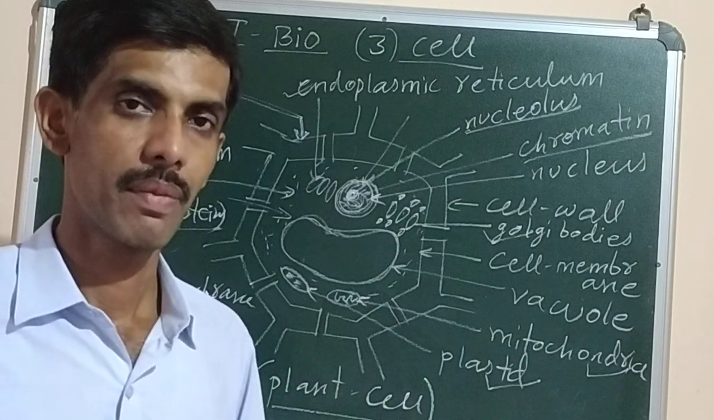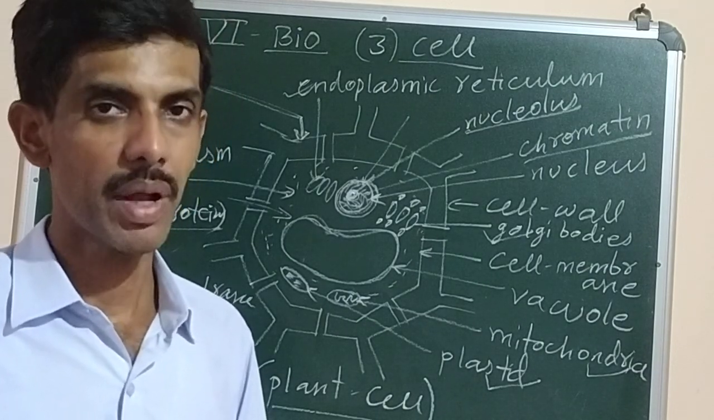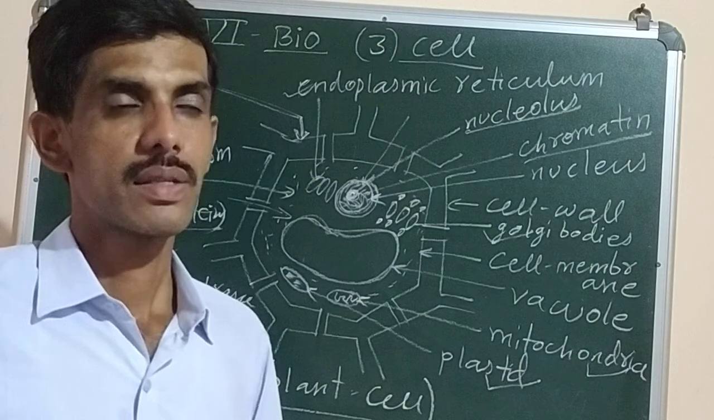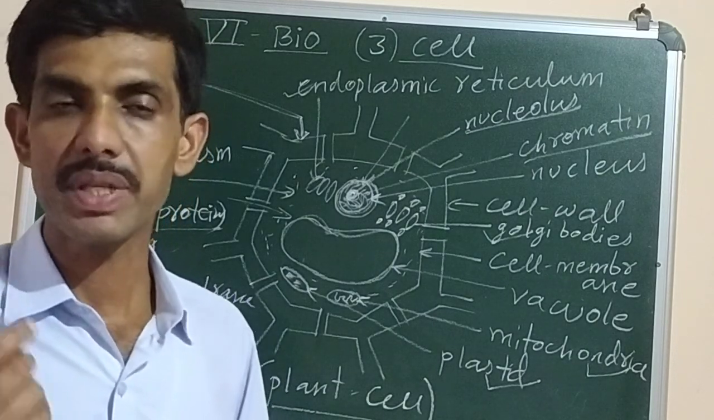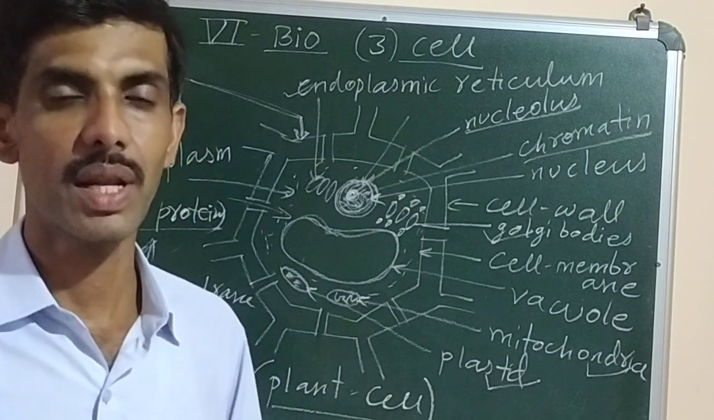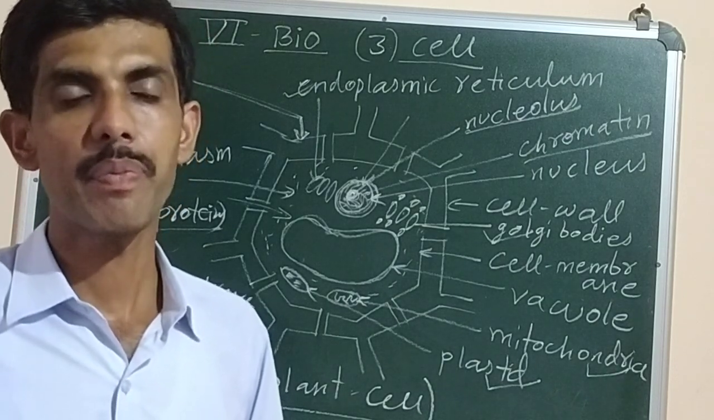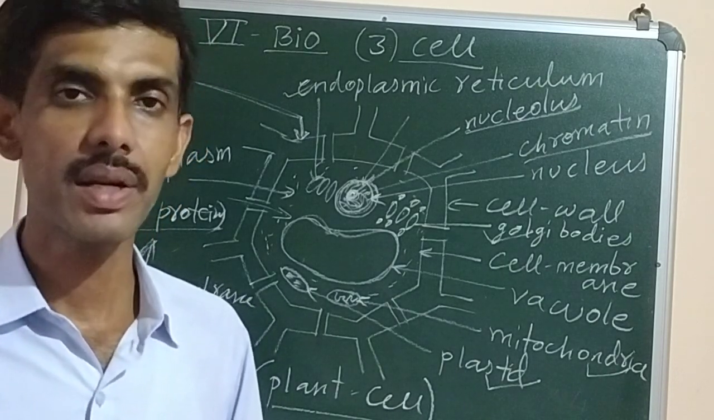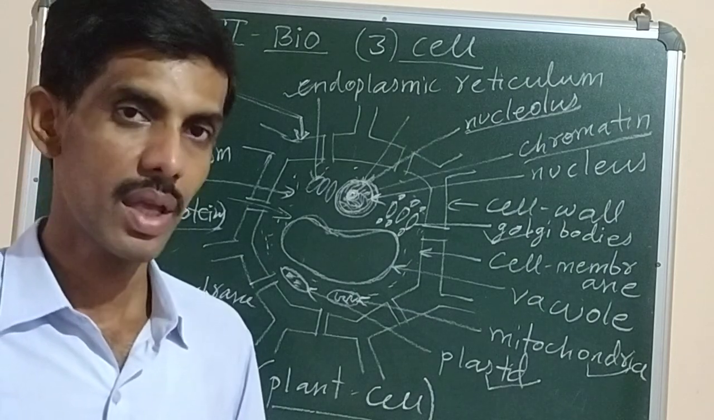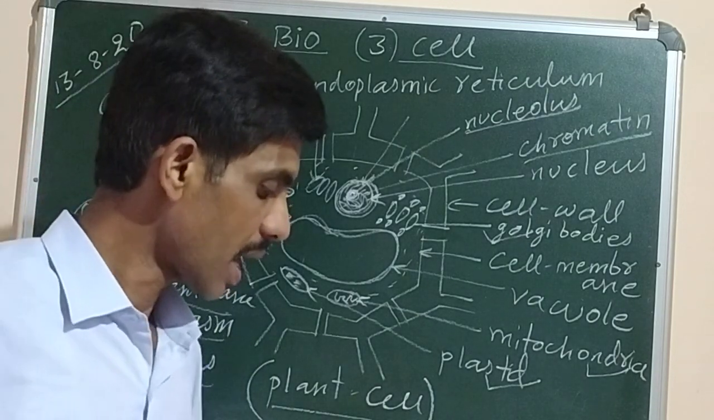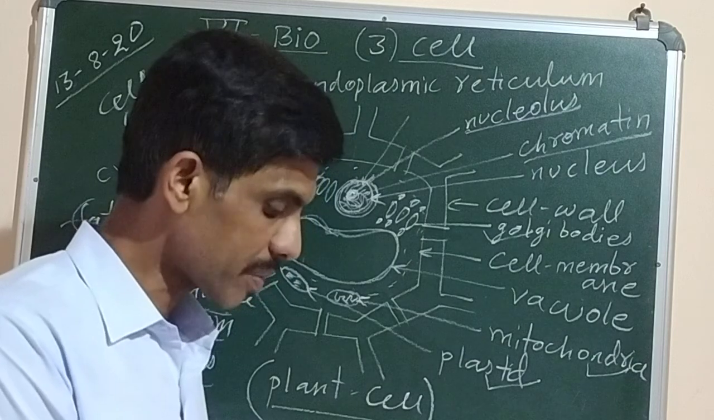Then we studied about the number of cells, that some organisms are made up of a single cell, they are called unicellular, and those living things which are made up of more than one cell are called multicellular. Okay. Then we had also studied about the shape of the cell.